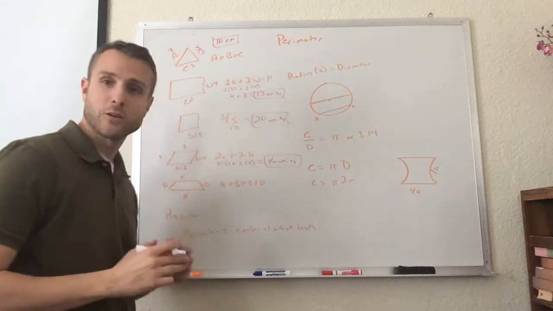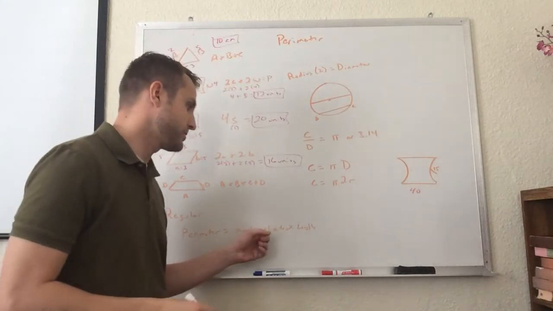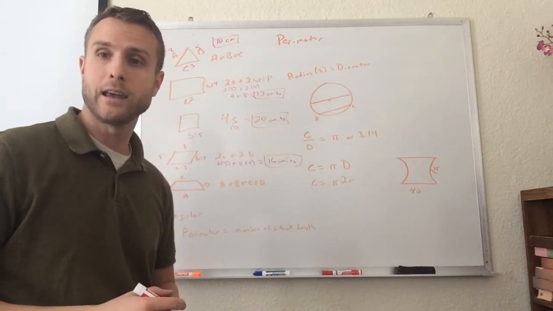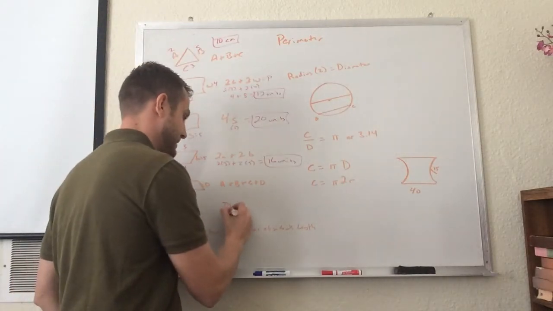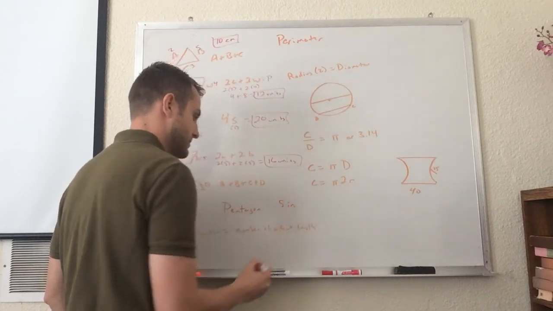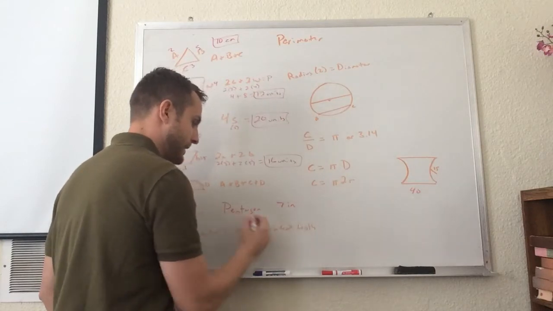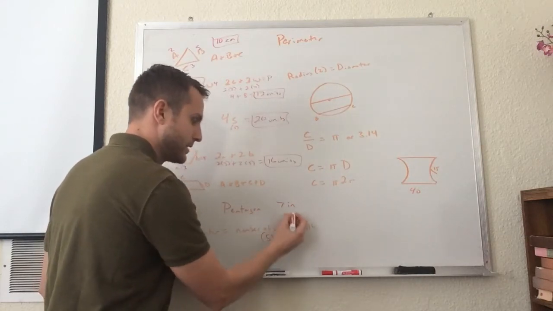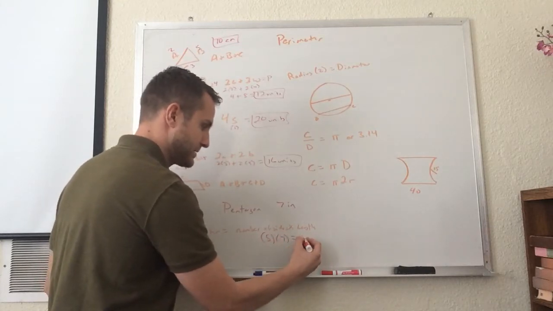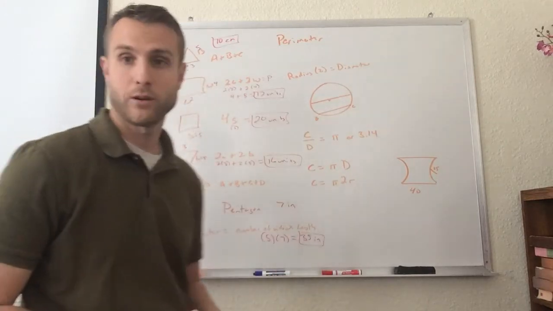If I have a regular polygon, remember, in a regular polygon all the sides are the same. So all I have to do is the number of sides times the length. So let's say I have a regular pentagon, and it tells me one side is 5 inches. Well, let's make this 7 inches. I know a pentagon has 5 sides. If one side is 7, then I just do 5 times 7, since each side is 7, and I get 35 inches as the perimeter.